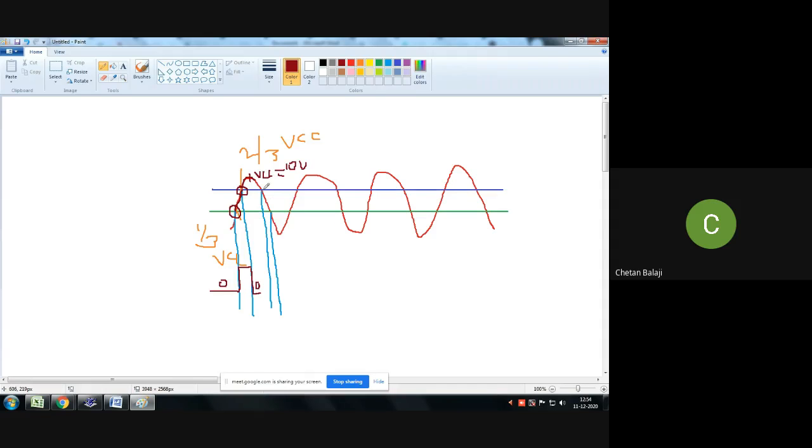Input will come back to 0. Output will come up to this point. This is again 2 by 3 VCC. Till that point, output continues to be at 0 only. Once the input comes below this, output will again go to 1. So input passes this level and again comes back to this level. Till that point, output will be 1. Once the input crosses that point, again your output will go to 0.